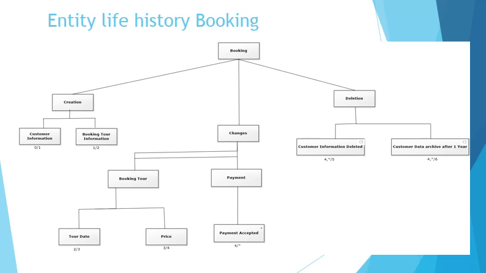The little small circle which is used is called selection. This gives you a choice between the two things that you can pick from. For example, deletion. There is customer information deleted and customer data archived for after 1 year. These are the two choices that can be picked from deletion.